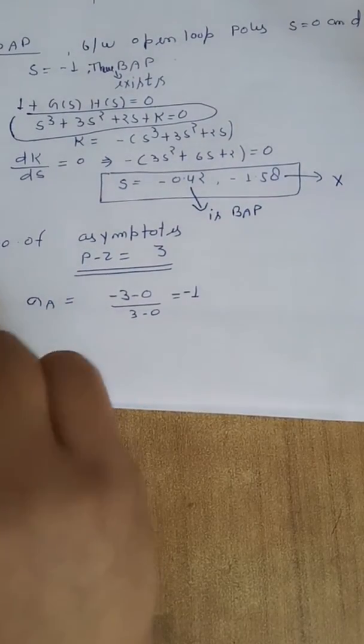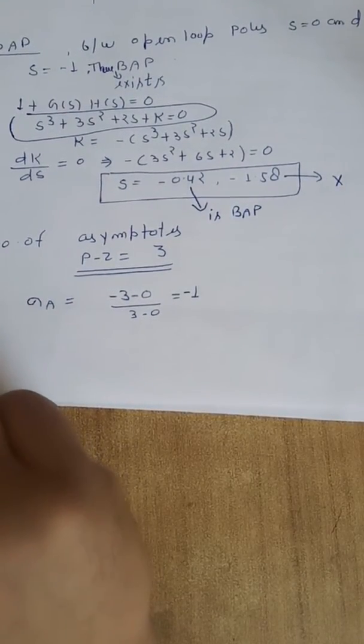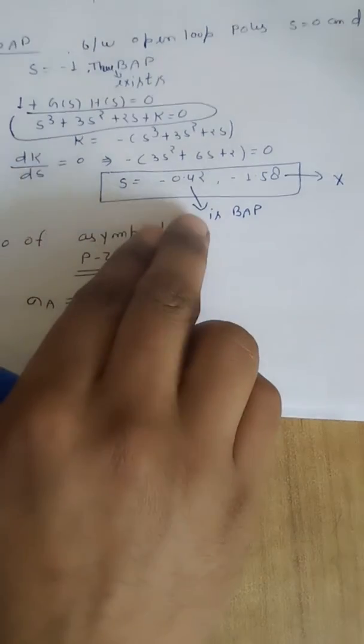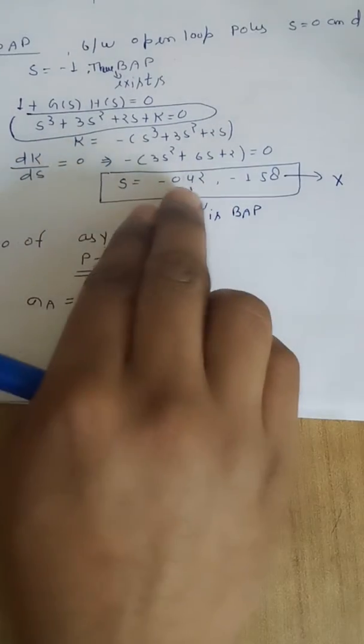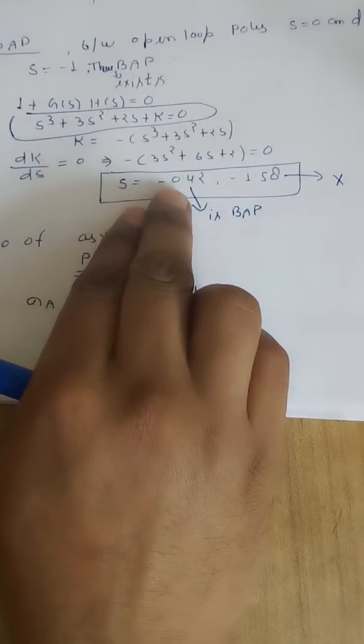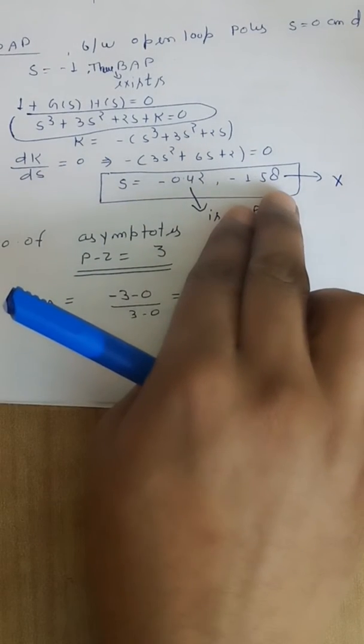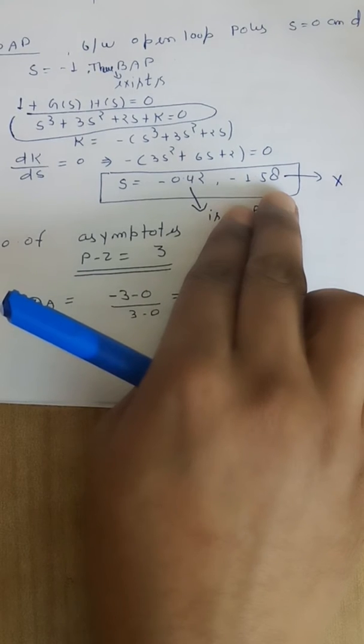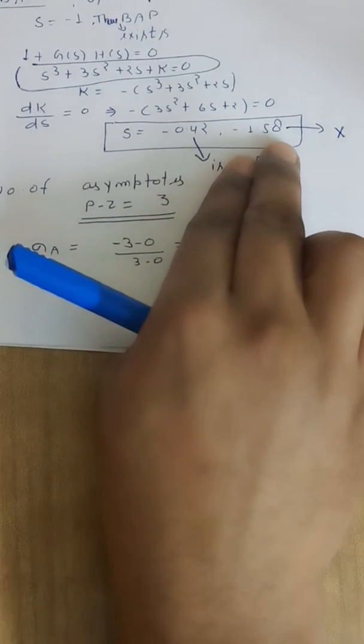because breakaway point s equal to 0 and s equal to minus 1 के बीच में लाई करेगा, इसीलिए breakaway point होगा minus 0.42. minus 1.58 breakaway point नहीं होगा, because ये s equal to 0 s equal to minus 1 के बीच में लाई नहीं करेगा.